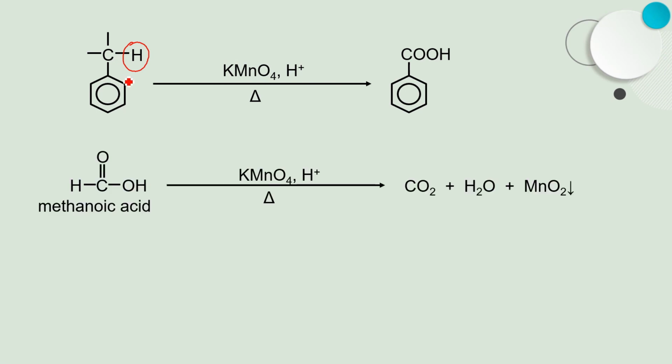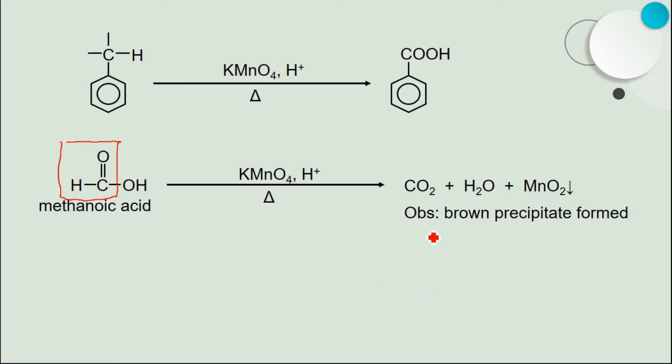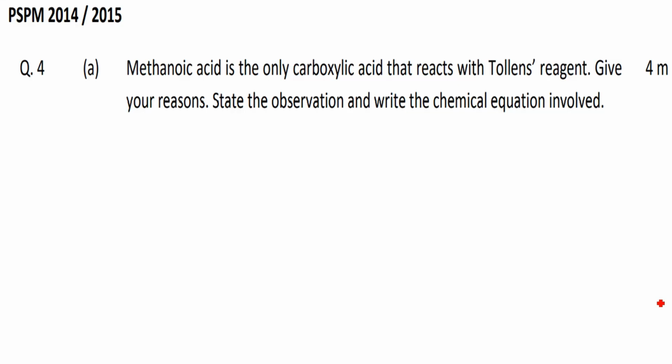Methanoic acid is a special carboxylic acid that can undergo oxidation to form carbon dioxide gas and water, because methanoic acid has an aldehyde functional group. If it is oxidized by hot acidified KMnO4, the observation is a brown precipitate forming. If methanoic acid is oxidized with Tollens reagent in basic medium, it will form carbon dioxide gas and water, with the observation of a silver mirror forming. Methanoic acid is the only carboxylic acid that can react with Tollens reagent.